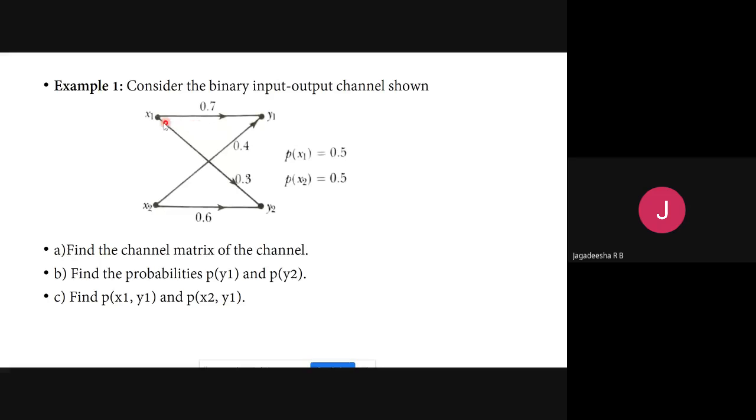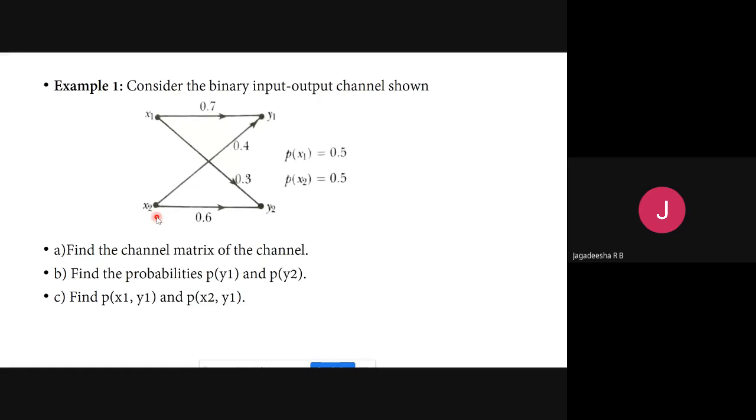What's the probability? When you transmit x1, you get y1 with probability 0.7. When you transmit x1, you get y2 with probability 0.3. Similarly, for x2, you see the values. And what is the probability of these inputs? They occur with equal probability. x1 will occur with the probability of 0.5, and x2 will also occur with the same probability of 0.5.